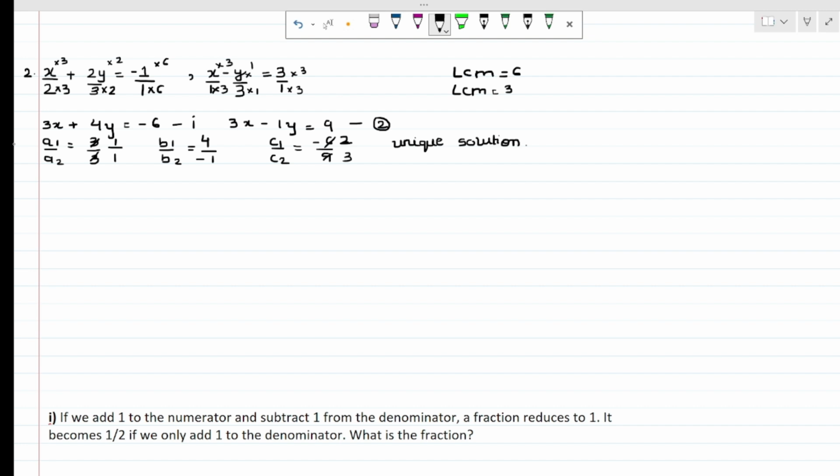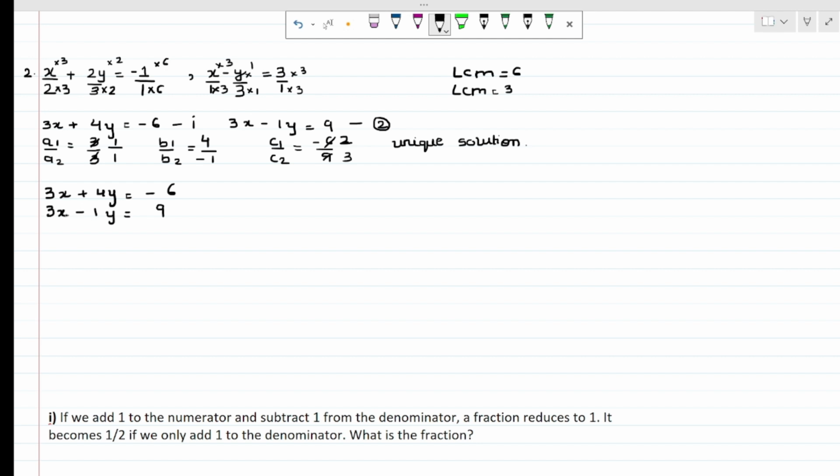As I said earlier, for both the equations, first write down both your equations: 3x plus 4y equals minus 6, and the second one is 3x minus 1y equals 9. So for now, you can see clearly over here that my x variable has the same coefficient. That means I don't need to multiply anything with my equations. My x is already the same.